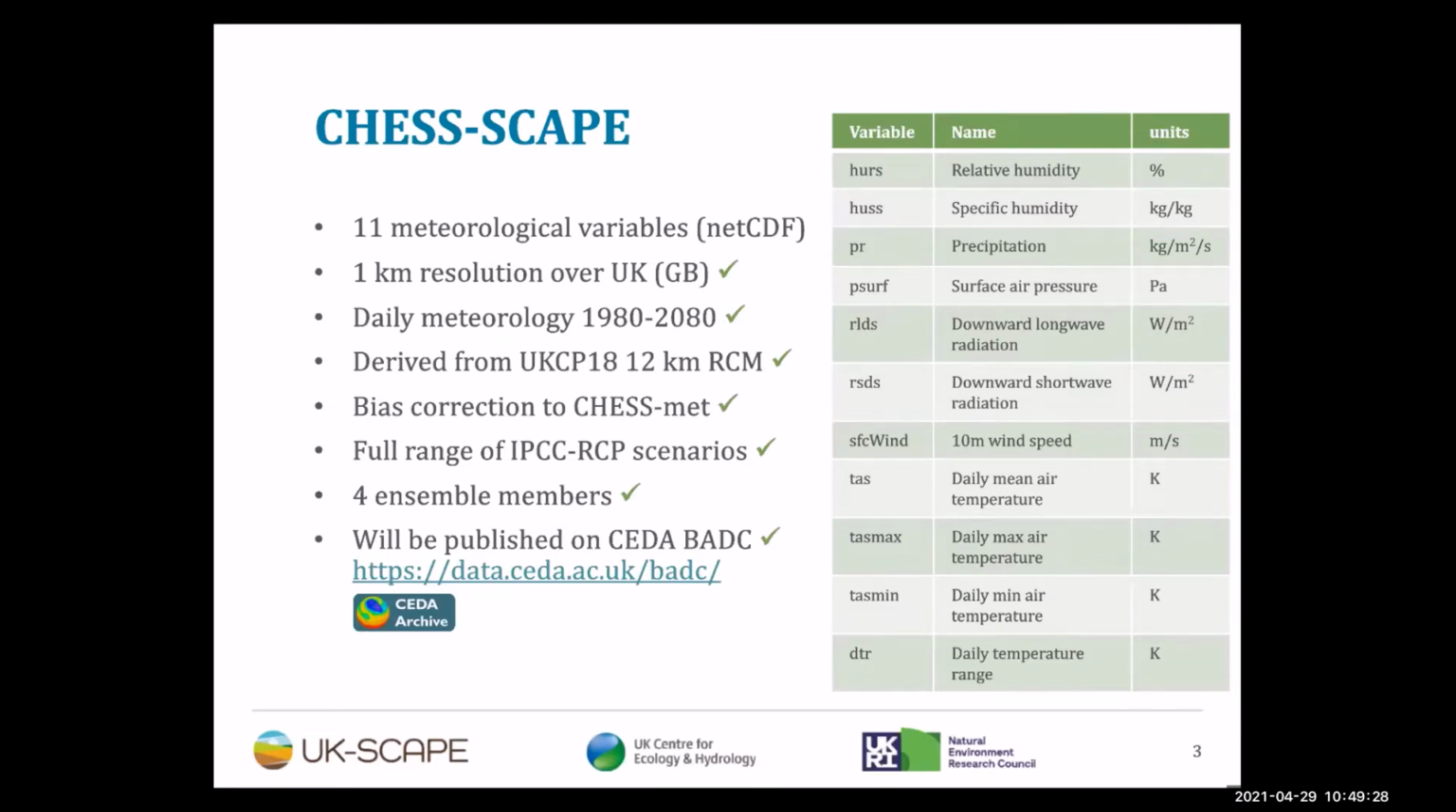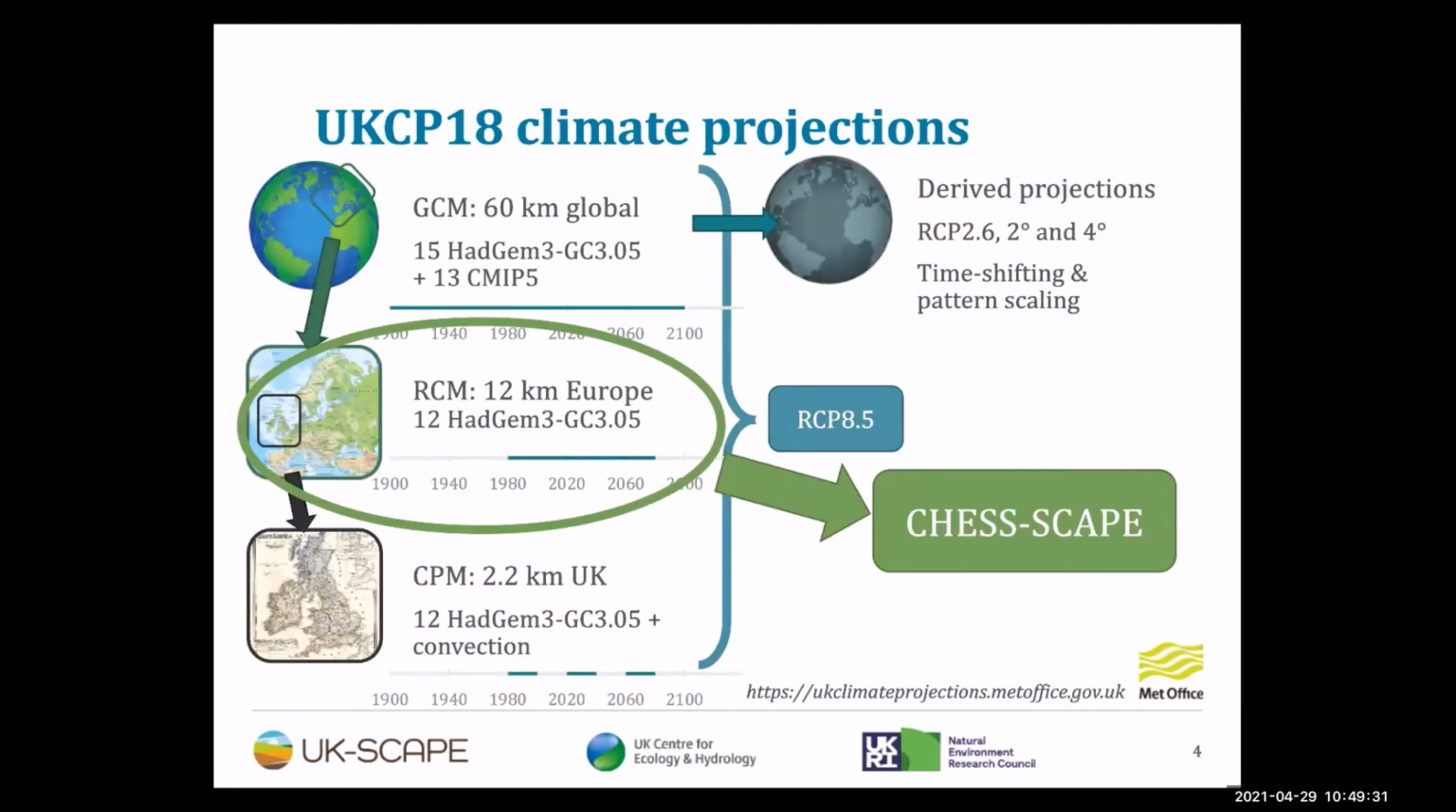So next slide, please. As I say, we haven't run the climate model ourselves. What we've done is taken UK-SCAPE 18 climate projections and developed them. UK-SCAPE 18 is really the state of the art of climate modelling in the UK. This has been run by the Met Office, and they've developed and provided a wealth of different climate change projections in various different formats. What we're particularly interested in is the climate model output that they've produced.